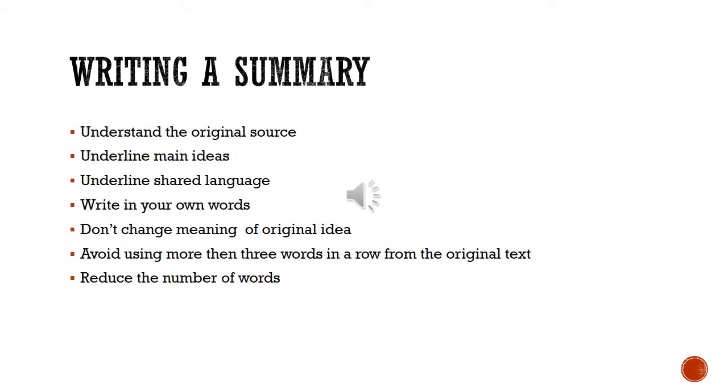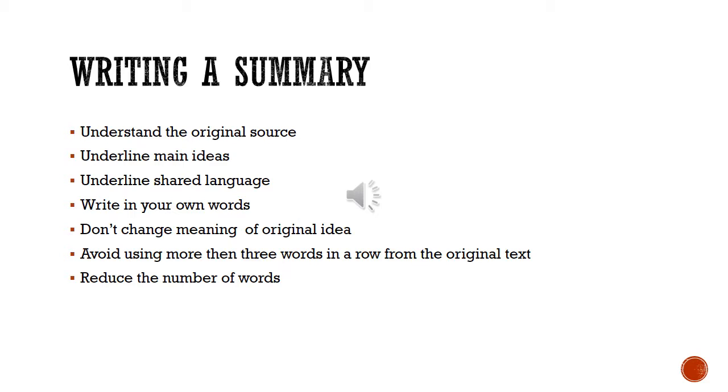So while writing a summary also, you need to keep certain steps in mind. Firstly, you need to read the original source until you have fully understood it. Then take notes of the main ideas, since a summary involves writing down the main ideas of the original text in your own words. So pick up the main ideas or underline the main ideas that you wish to summarize, and underline also any shared language that you see in the original text.